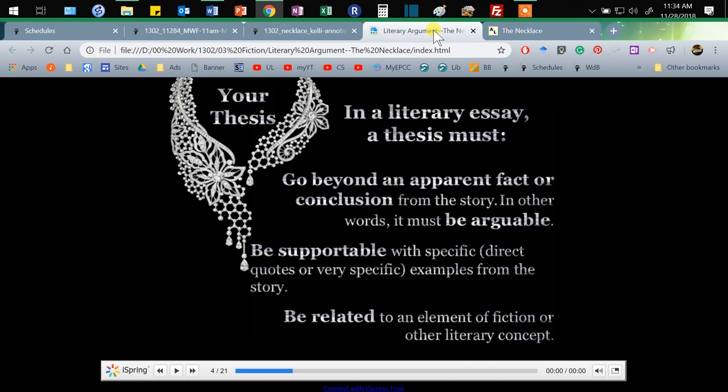We're going to talk about the necklace was fake. They spent a lot of time they didn't have to when they found out that it was fake. I mean, that's just not going to give us much. We're going to be repeating the story pretty much. So that's where we have to really go deeper. And, of course, we've got to be able to support it with those direct quotes.